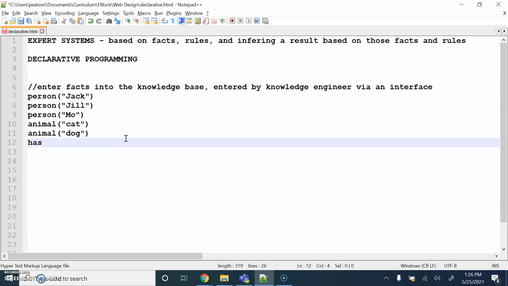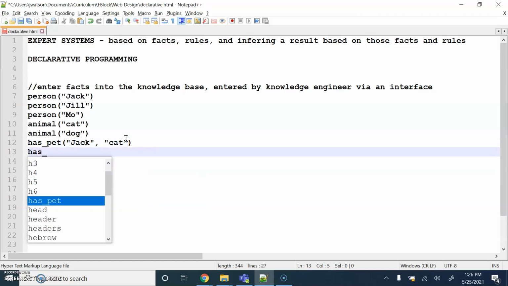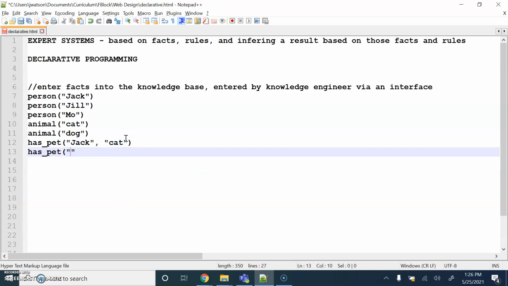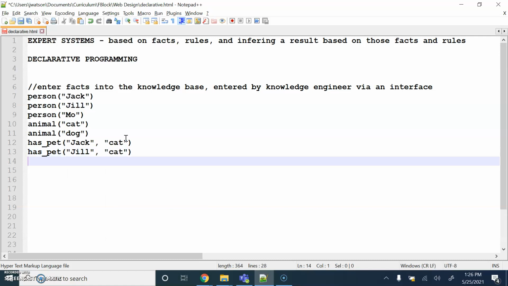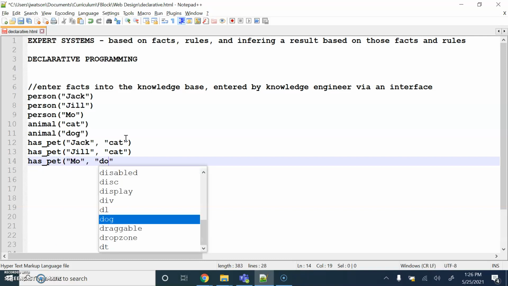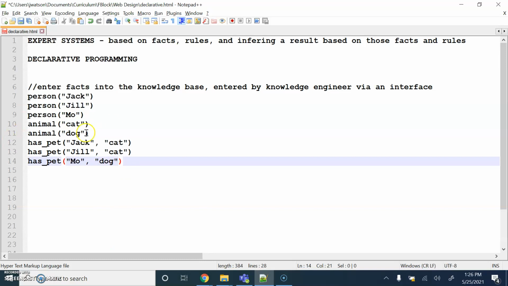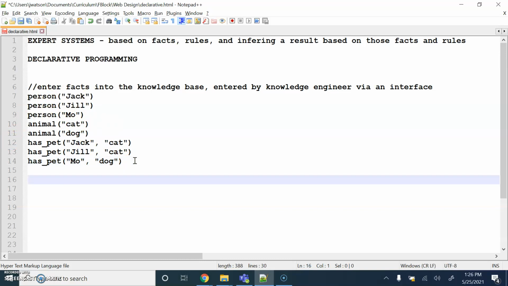Okay, I'm just going to put in some more interesting facts. Let's say that one fact is that Jack has a cat as a pet, and Jill also has a cat, and Mo has a dog. So these are all facts that we're entering into the knowledge base. Okay. Now we're going to design a rule.